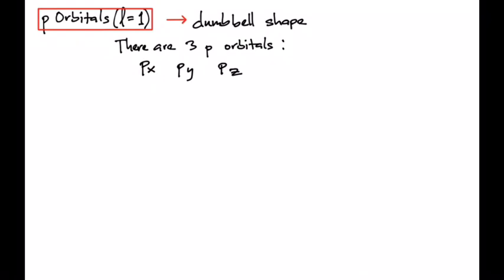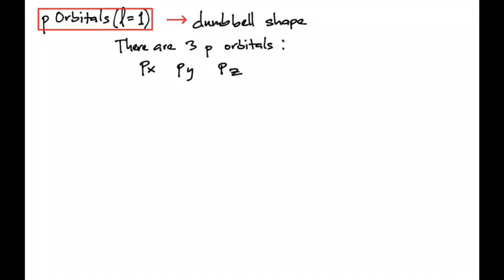All right, so now let's move on to the p orbitals. Remember that the p orbitals exist in the p sublevel, and in the p sublevel, the value of L, the angular momentum quantum number, is 1. So L equals 1. The shape of the p orbitals is dumbbell in shape, and there are 3 different p orbitals. You have 3 different orientations of the orbitals.